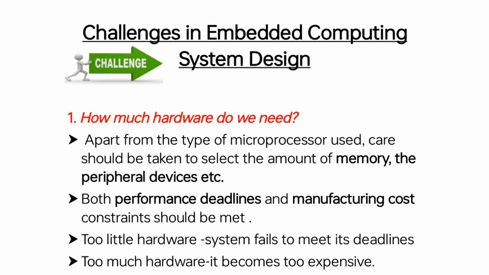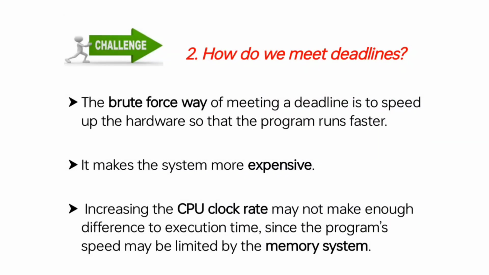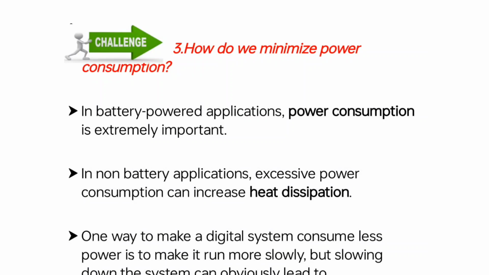So the next one is, how do we meet deadlines? Of course, the brute force way of meeting a deadline is to speed up the hardware so that the program runs faster. It makes the system more expensive. Increasing the CPU clock rate may not make enough difference to execution time, since the program speed may be limited by the memory system.